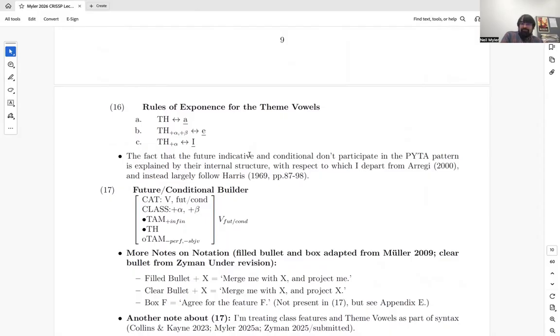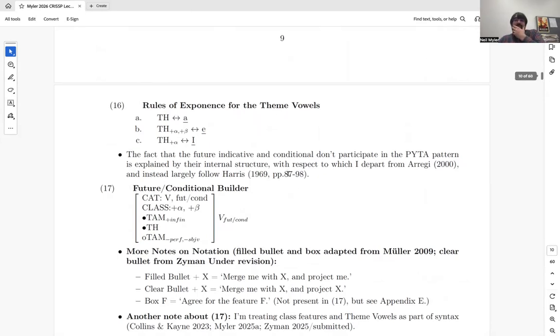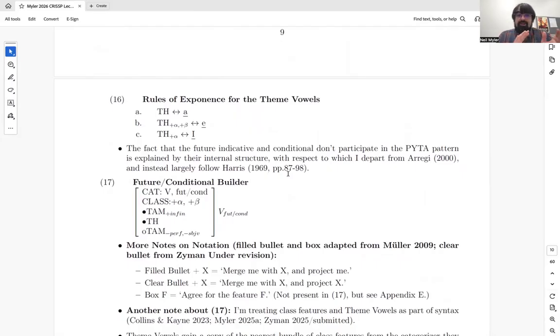How about the future indicative and conditional, right? Those are also non-present finite forms, and they don't participate in PYTA either. But that, I think, is explained by their internal structure, with respect to which I depart from Oreggi 2000 and instead largely follow Harris 1969, in particular pages 87 to 98. The idea is that the future indicative and conditional are built on the infinitive syntactically, which we know is true historically.